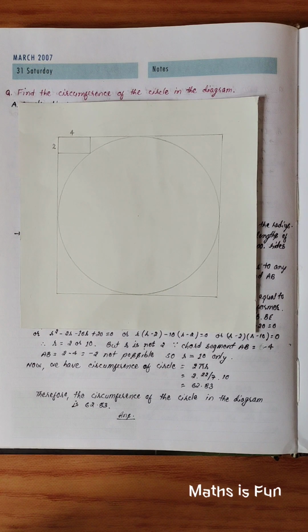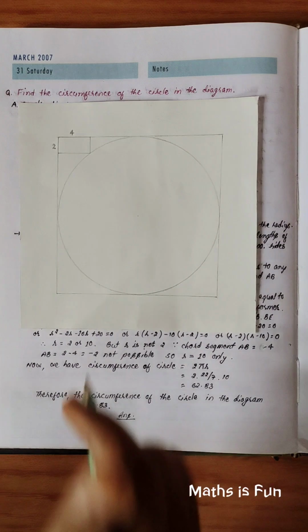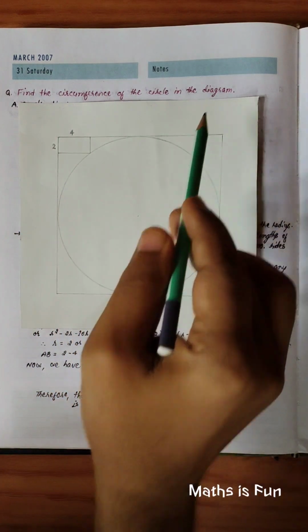You have a geometry problem in front of you. Let's discuss the problem and the solution. We have to find out the circumference of the circle in the diagram.